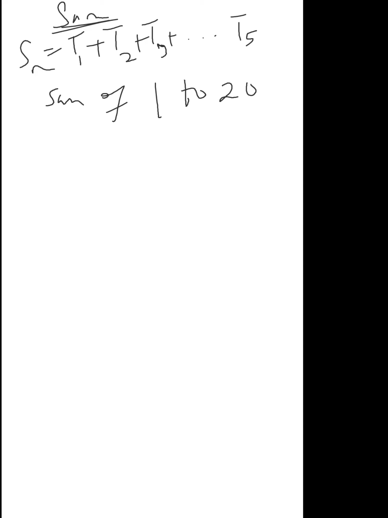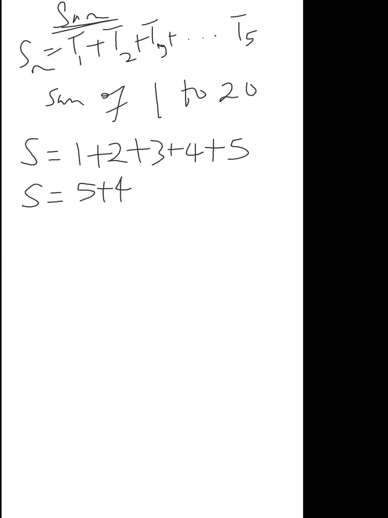So in this case, the principle we have observed in sum is that when you want to sum numbers, for example, numbers from 1 to 5, 1 plus 2 plus 3 plus 4 plus 5, it's still the same thing as saying I can rewrite it as 5 plus 4 plus 3 plus 2 plus 1.